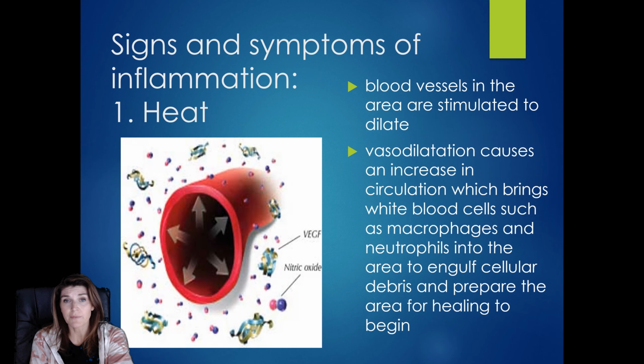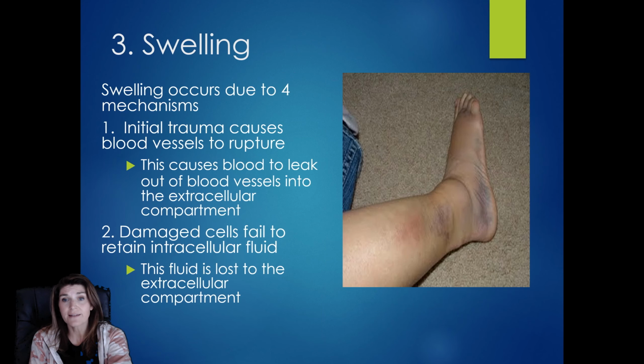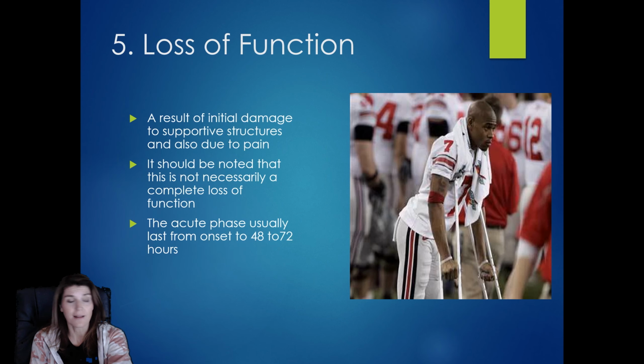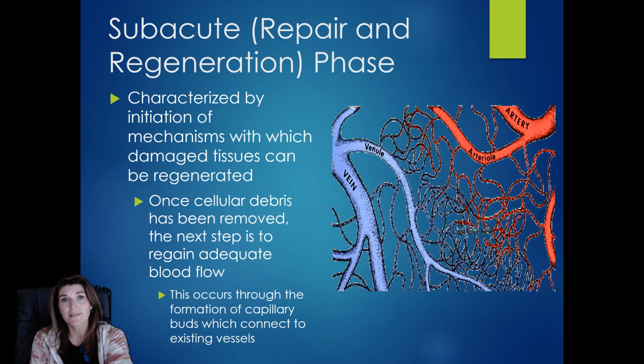Okay, and then we went through the signs and symptoms of inflammation. So quick review, that was heat, redness, swelling, and then we have pain and loss of function. So that's all during the acute phase. And again, the time frame is 48 to 72 hours. And that brings us to the second phase of healing. So this is the subacute phase.